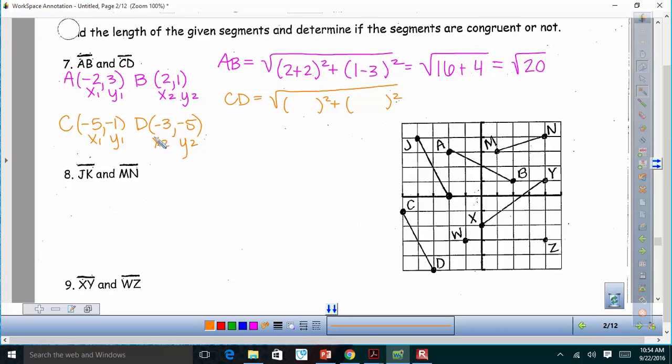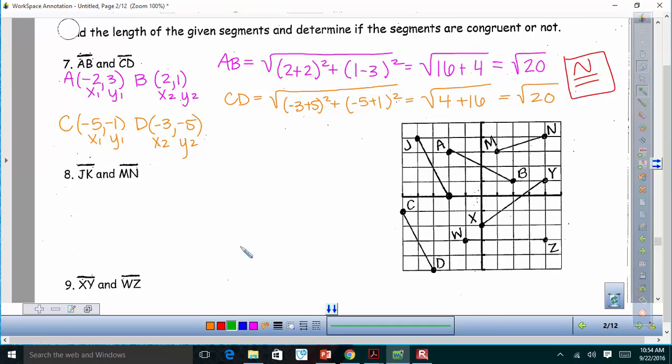Okay, so if I'm doing x2 minus x1, that is -3 minus a -5. So -3 plus 5. And then y2 minus y1 would be a -5 minus a -1. So -5 plus 1. Very good. Okay, -3 plus 5, what is that? And 2 squared is 4. -5 plus 1 is -4. -4 squared is 16. We add those numbers together and we get square root of 20. So are these congruent or not? They are congruent. Okay.